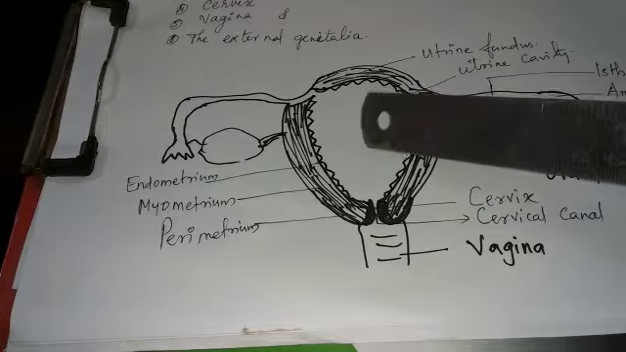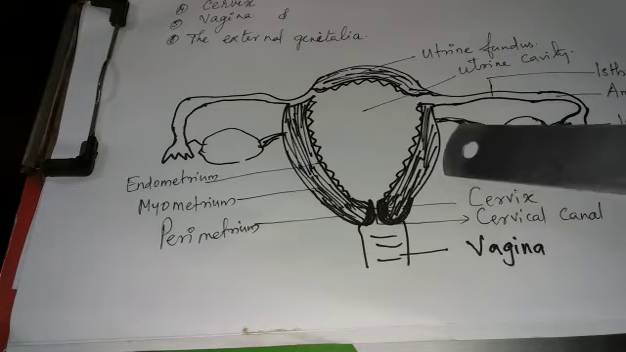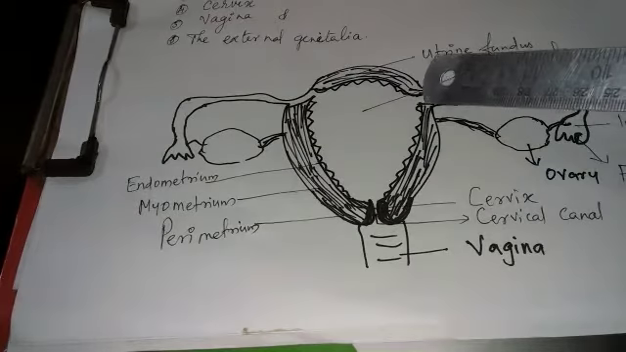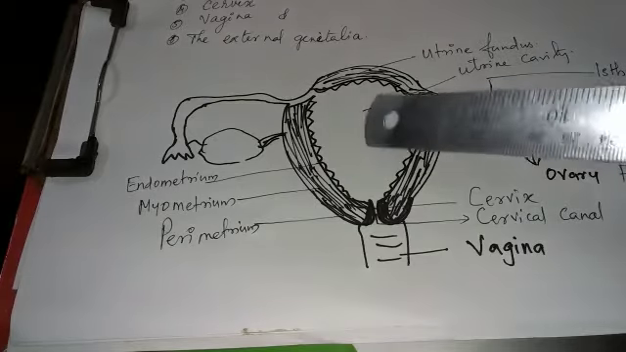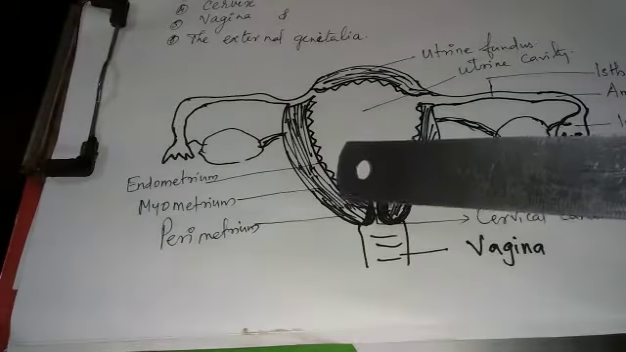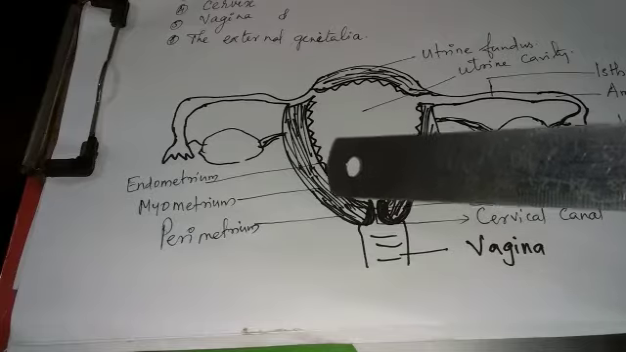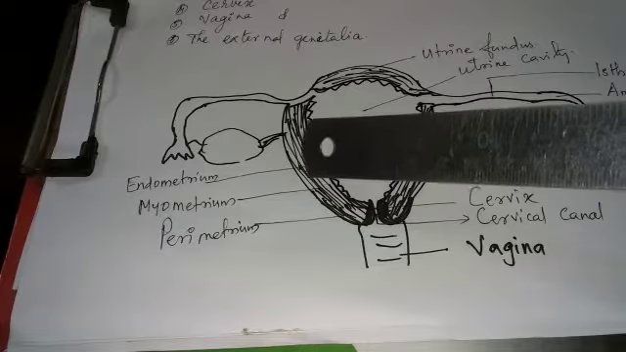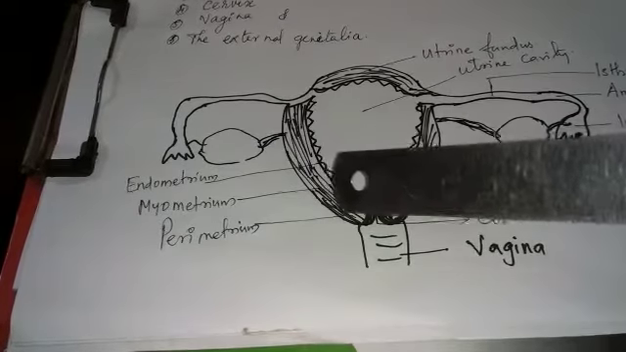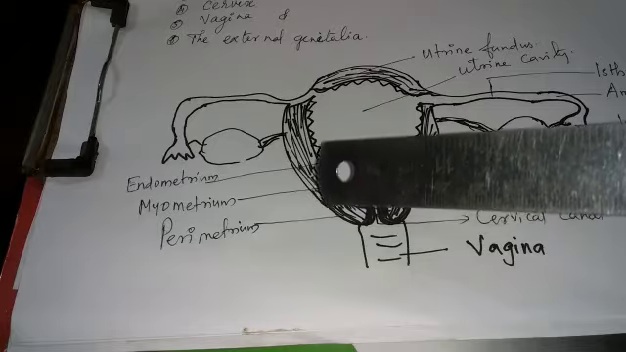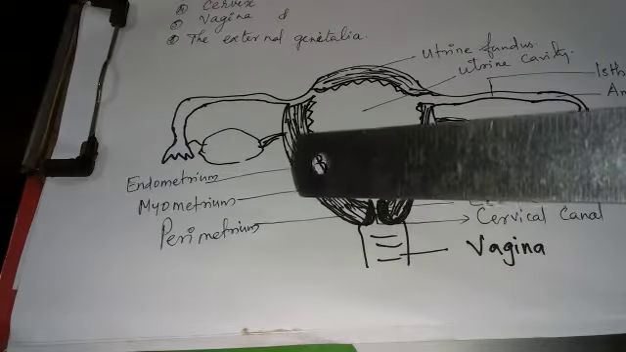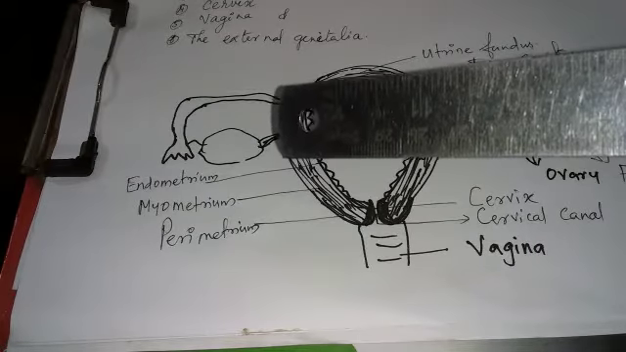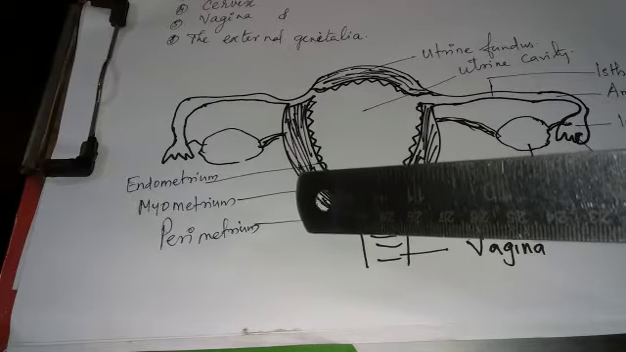Next is the uterus, a hollow, inverted pear shaped structure. The uterus has a thick wall and a cavity. This thick wall is made up of three layers: the outer layer is the perimetrium, then the myometrium and the endometrium. The perimetrium is a thin membranous structure, and the myometrium is the middle layer.